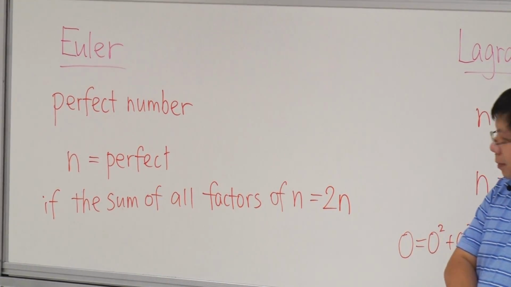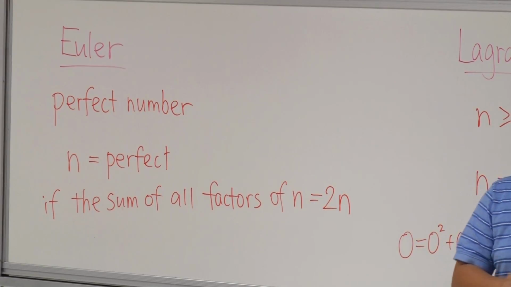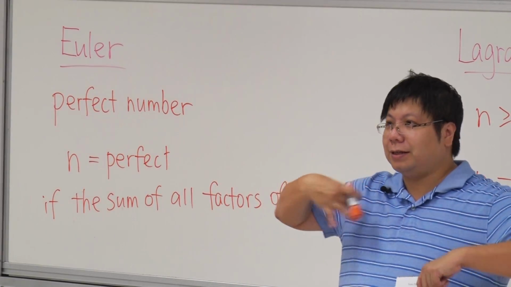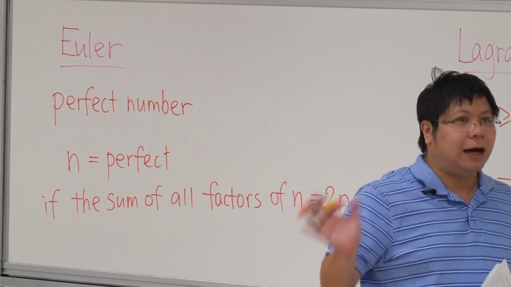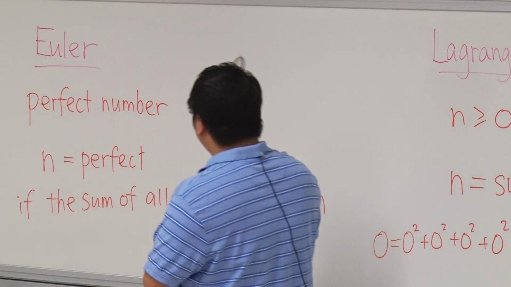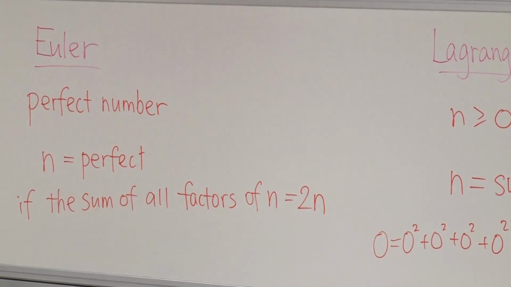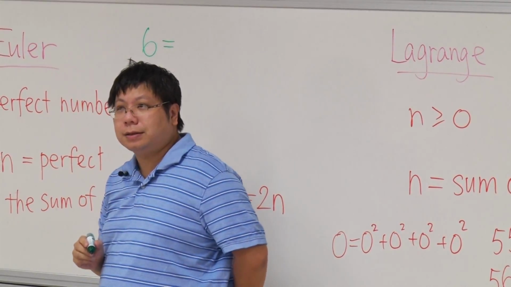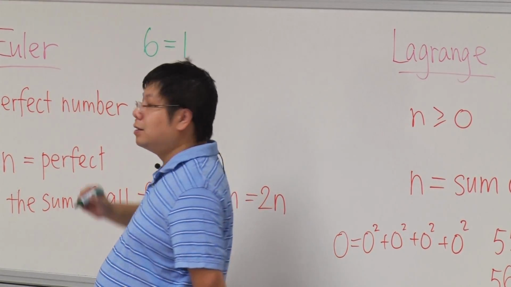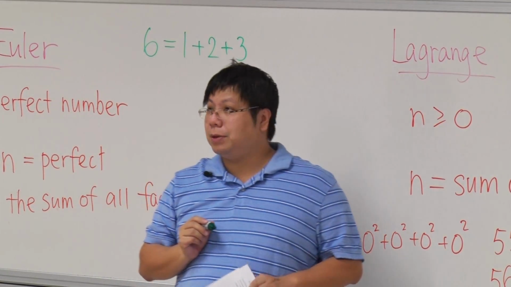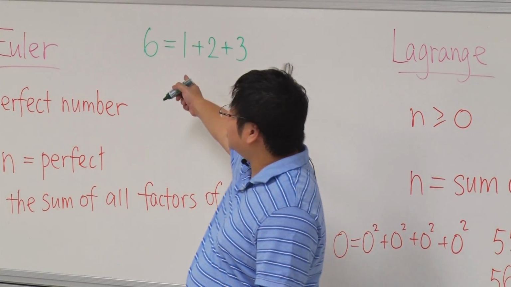So what does that mean? n itself is one of the factors of n, right? So it means that excluding itself as a factor, if you sum up all the other factors, they add up to exactly n. So for instance, let's try. 6 is a perfect number because, what are the factors of 6? 1, 2, 3, and 6. So 1 plus 2 plus 3 plus 6 is equal to 6 plus 6. So 6 is a perfect number.